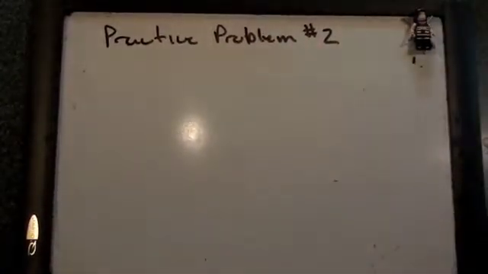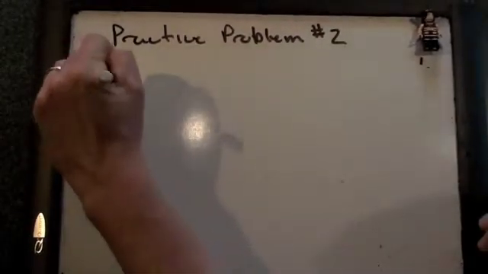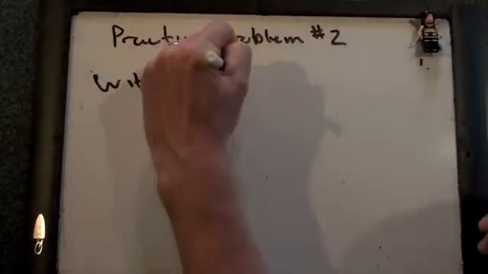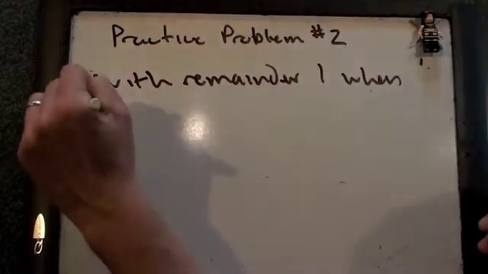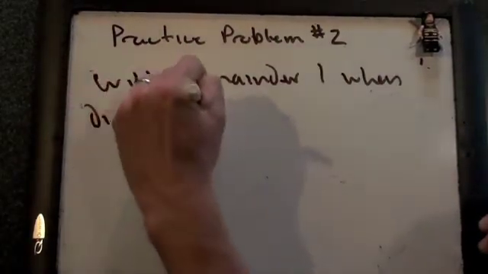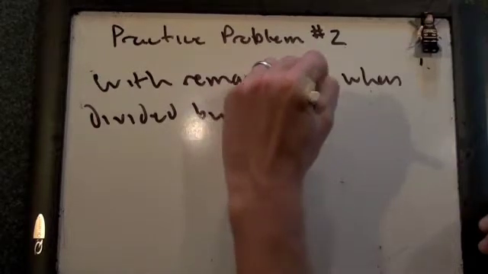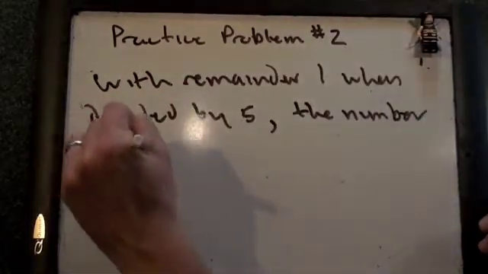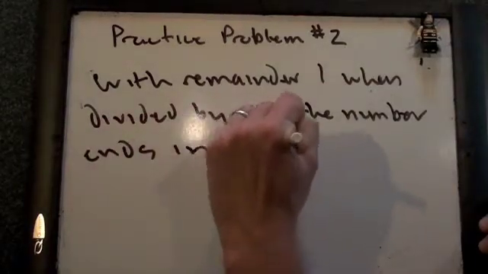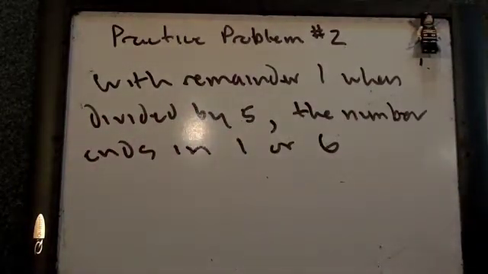with remainder 1, when divided by 5, the number ends in a 1 or a 6. Okay? So we'll look for the odd numbers first.